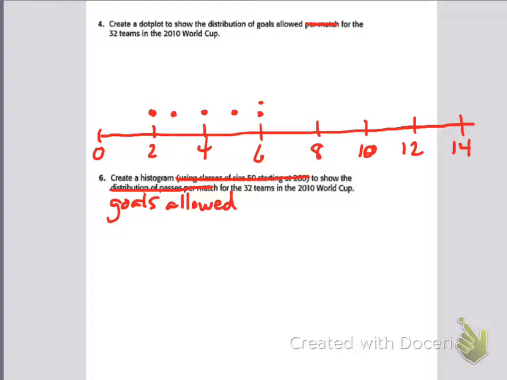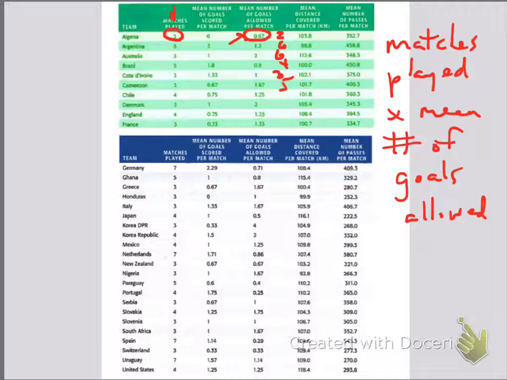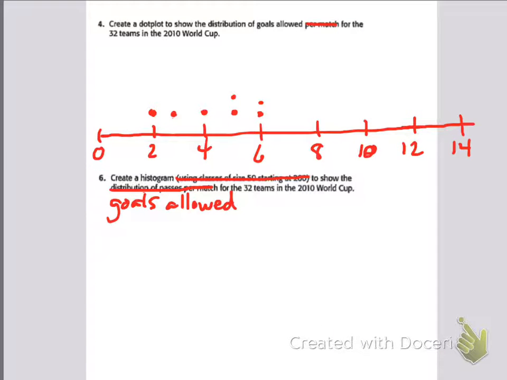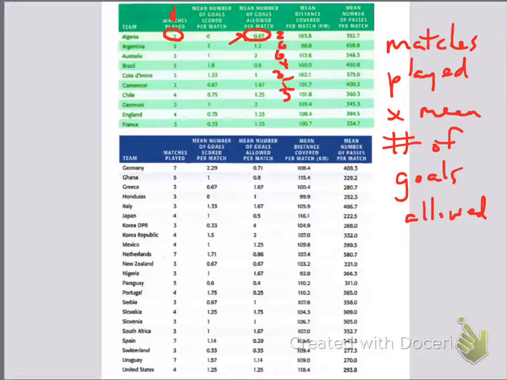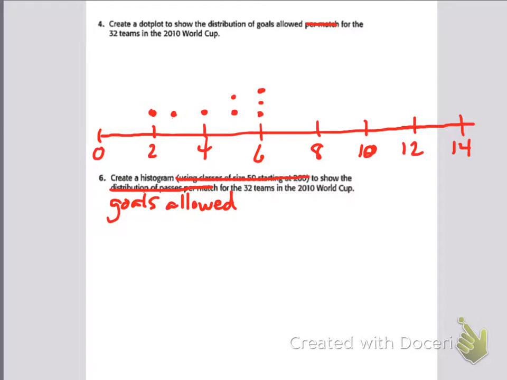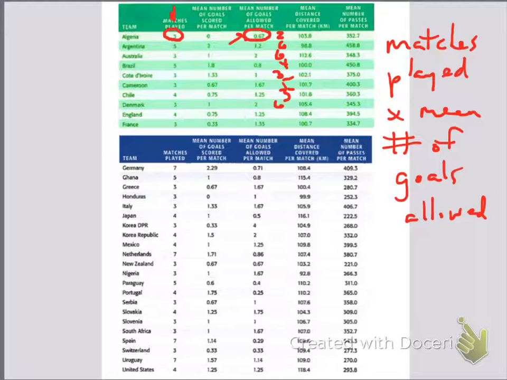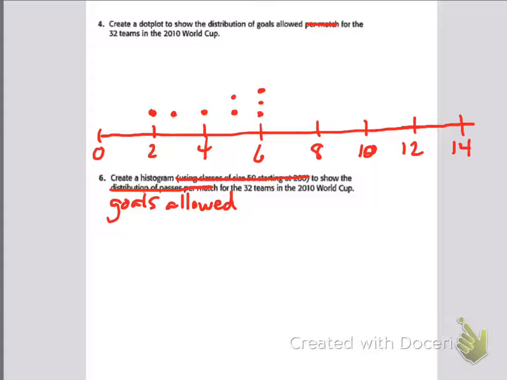All right. You get the idea. So we keep going. Chile, 4 times 1.25. 5 goals. So we start stacking at 5. Denmark, 3 times 2, 6. Okay, and you're just going to keep going with this. England is 5. France is 4. Again, we're just taking the first column and multiplying by the third column.